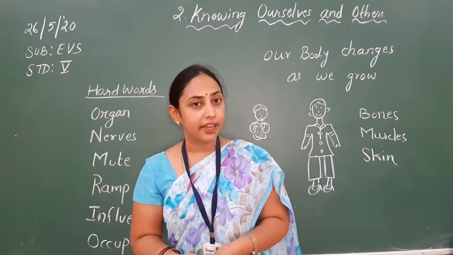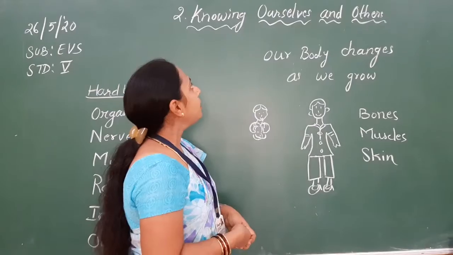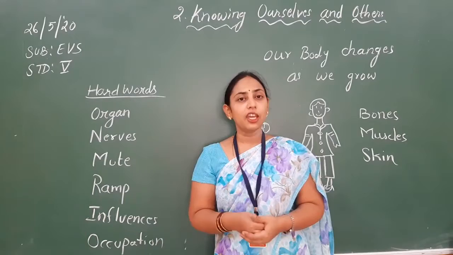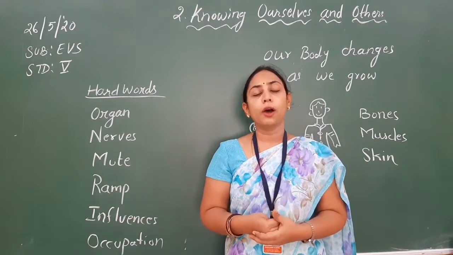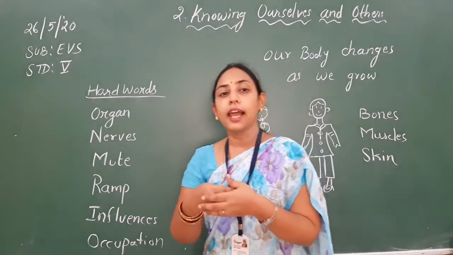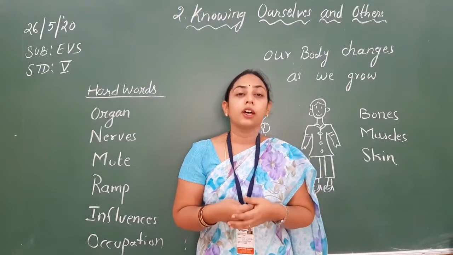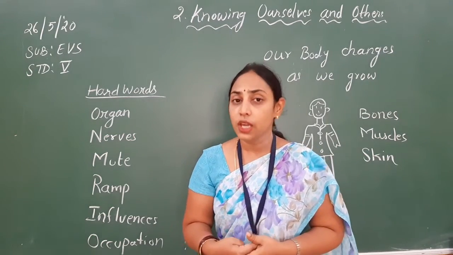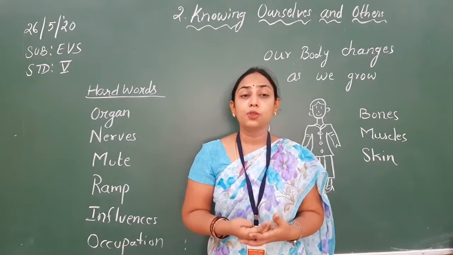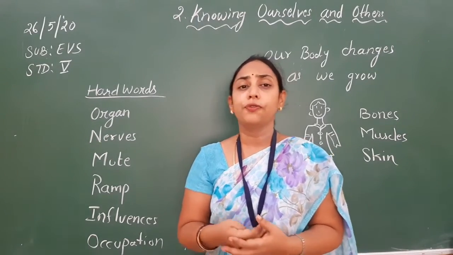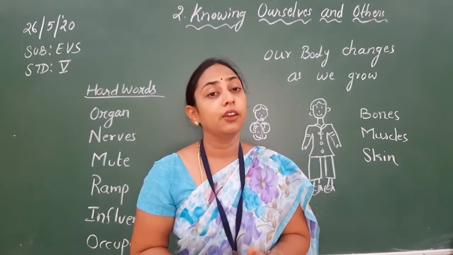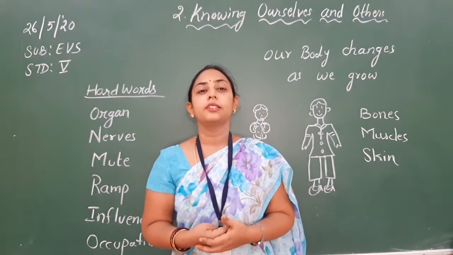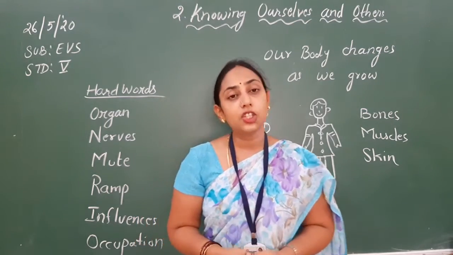So this is our second chapter, that is knowing ourselves and others. Before knowing others, it is very important that we should know about ourselves. We should have clarity about ourselves, what our likes and dislikes are, what type of food we like to eat, what type of games we like to play, how we are getting influenced by them. These are many things we should first know about ourselves, and then we should know about others also, so that we can have a good understanding among each other.